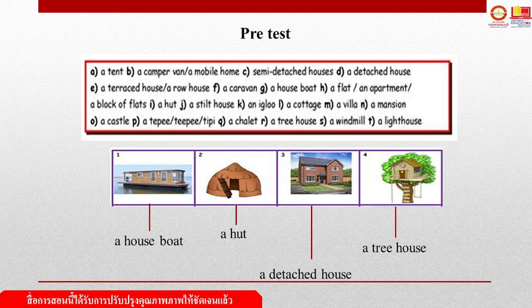So that is the good thing about a houseboat. Okay, a houseboat can be moved because in Thailand there are many canals. Canal คืออะไรครับ? Canal means khlong. You can move your boat ไปไหนก็ได้. So that's the advantage of a houseboat or a boat house.